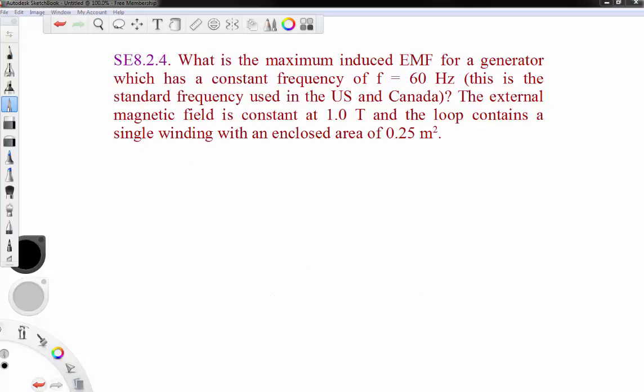Now we're going to have a generator, and we need a frequency of 60 Hertz. Remember that omega is 2 pi times f, and the magnetic field B is 1 Tesla, and the enclosed area A is 0.25 square meters. And so the question here is, what is the maximum induced EMF?